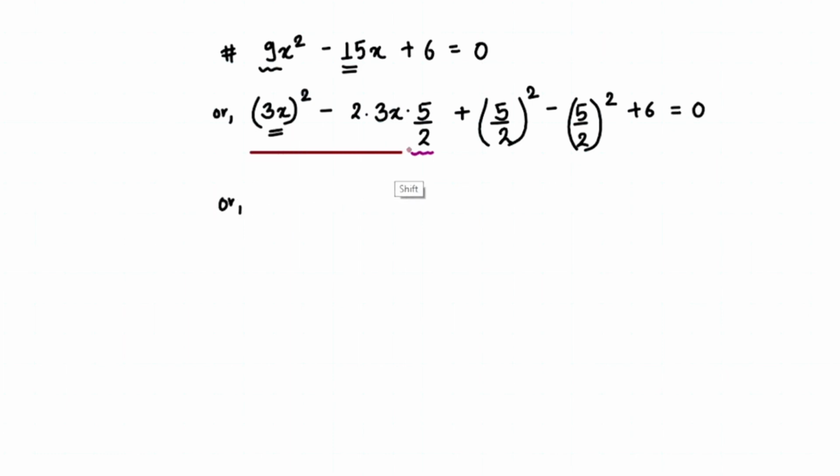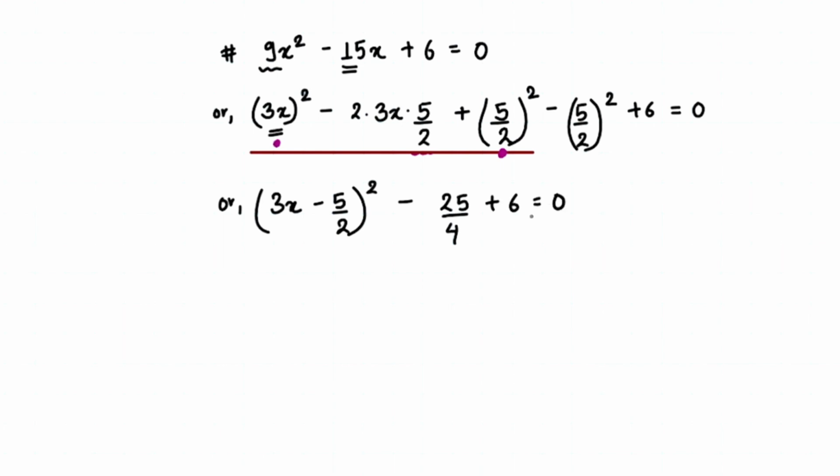Now we have this entire thing in the form of (a minus b) whole square. So our a in this particular case is 3x and our b is 5 by 2. So we can write that as (3x minus 5 by 2) whole square. I'm just putting the formula of (a minus b) whole square. Minus, we have our (5 by 2) whole square. The square of 5 is 25. The square of 2 is 4. Plus 6 equals 0.